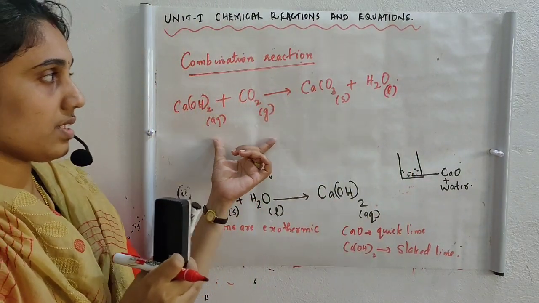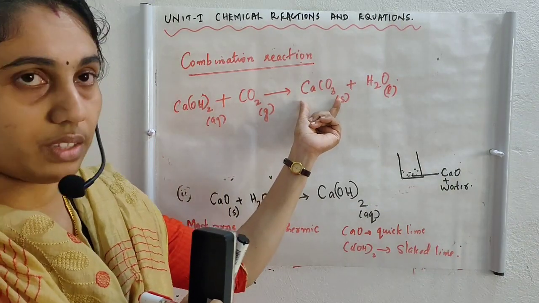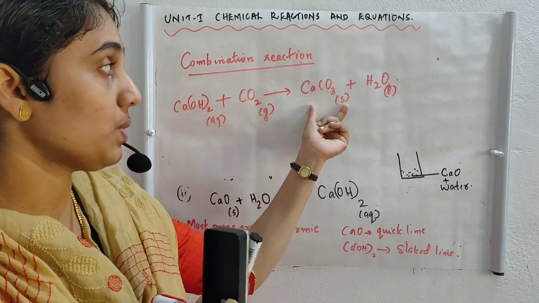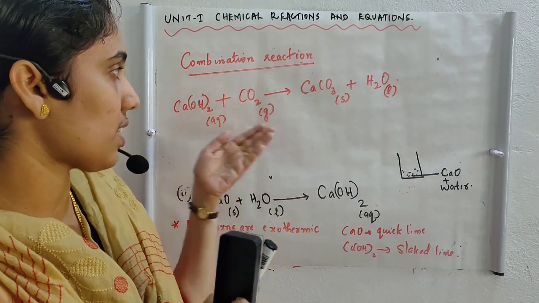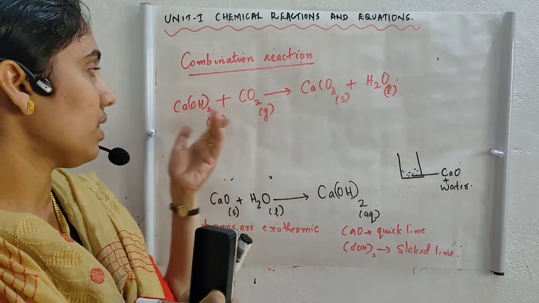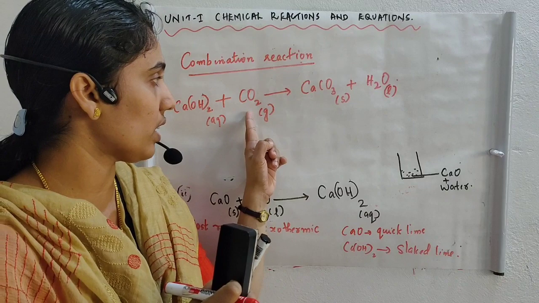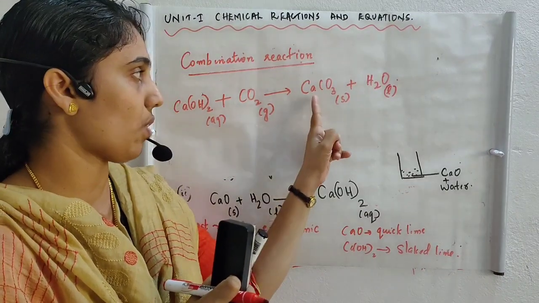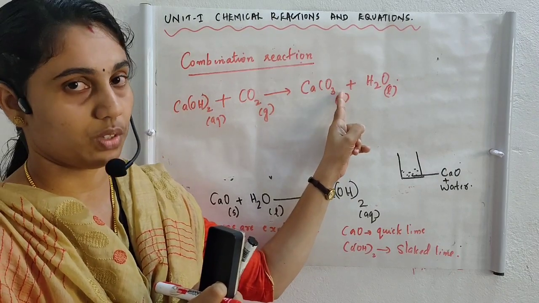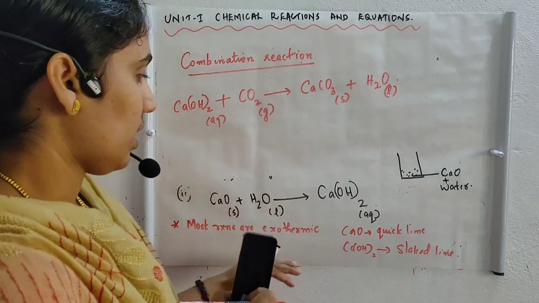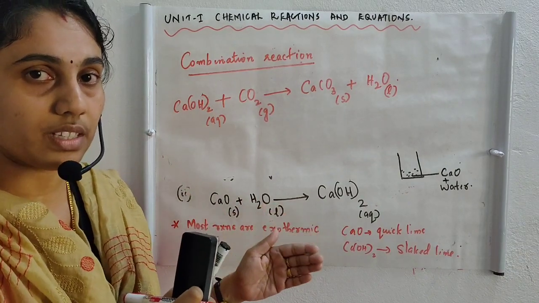In this reaction, the calcium carbonate that is formed gives a shining finish to the walls. About 2-3 days after whitewashing, this reaction happens: calcium hydroxide slowly combines with carbon dioxide and forms calcium carbonate on the surface, which gives a shiny finish to the walls. So keep all this in mind, the combination reaction between quicklime and water.